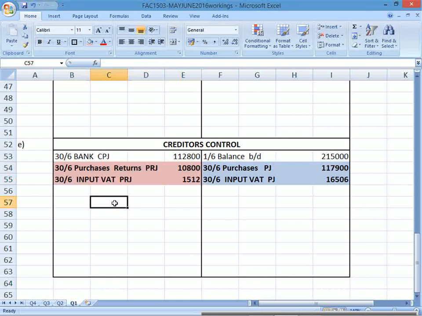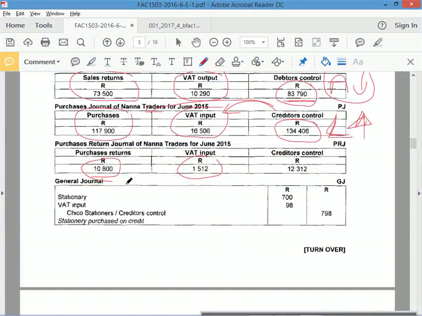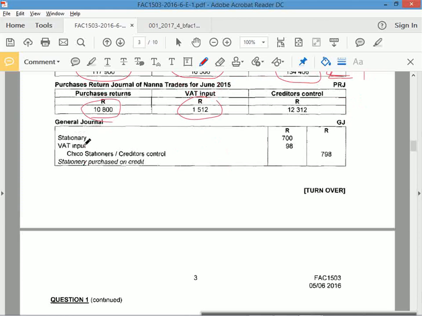Okay, returns reduce your creditors account. Your liability decreases on the debit side. So the returns will be debited to your creditors control account. Right, and then the last bit, general journal.